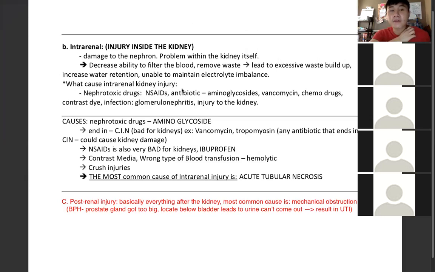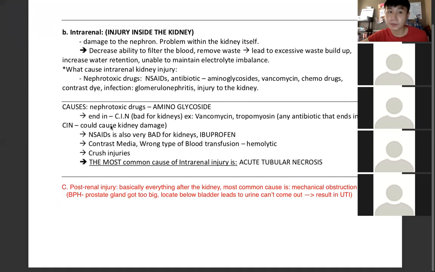Okay, next we have intrarenal. Intrarenal is the injury inside the kidney. Okay, so injury inside the kidney includes damage to the nephron, problems within the kidney itself. So intrarenal injury means that the kidney itself is being injured. This will lead to decreased ability to filter the blood, remove waste, leading to excessive waste buildup, increased water retention, and inability to maintain electrolyte balance.